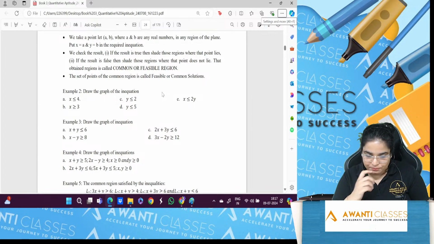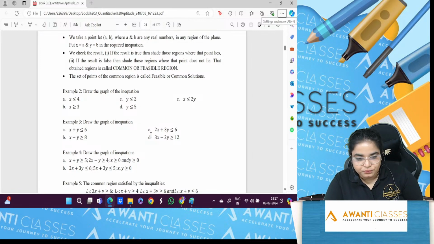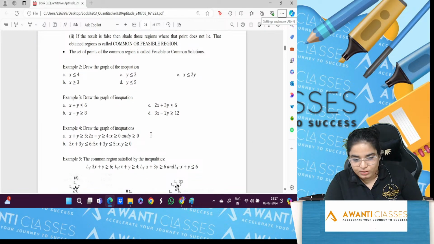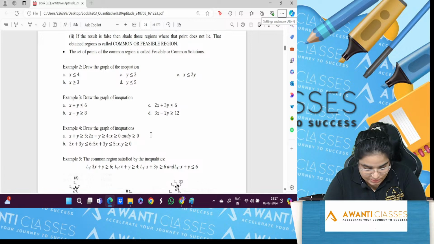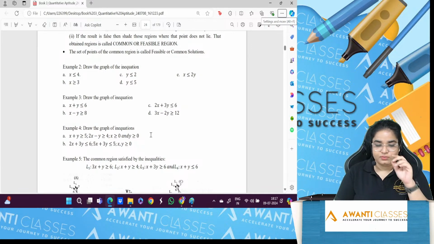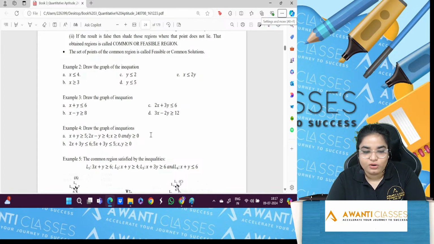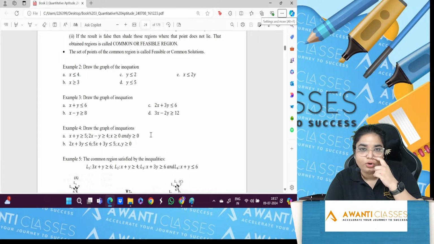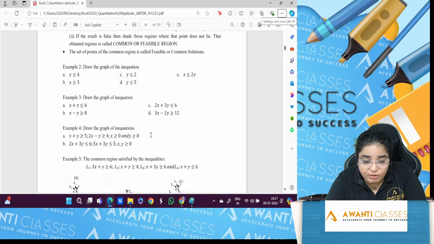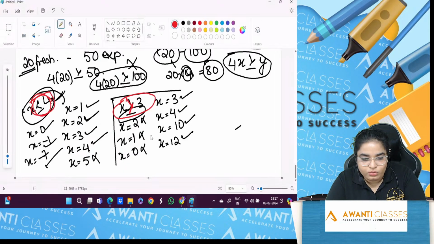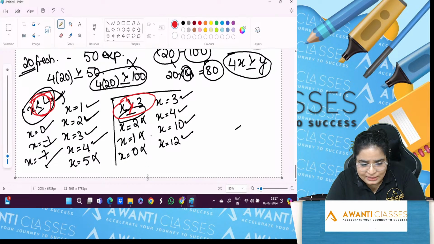Okay. Now, let us try the third example. Now there are two variables. In example number 2, we saw one, right? X is greater than or equal to 3, x is less than or equal to 4, only one variable, x. Now look at example number 3. There are two variables, x and y. Okay, let us see how we can draw this.